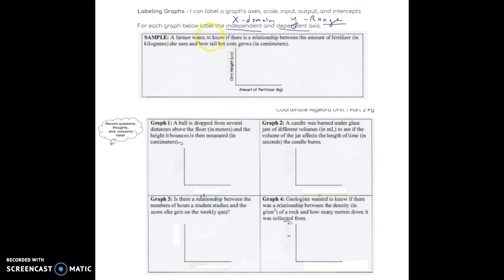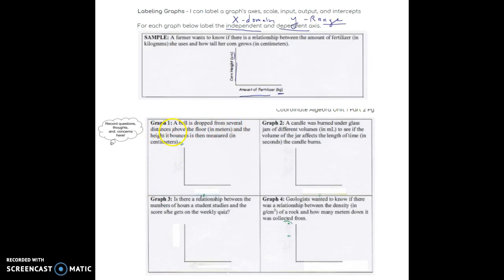All right. Farmer wants to know the relationship to the amount of fertilizer in kilograms she uses, how tall her corn grows in centimeters. We've got amount of fertilizer and then her units. Don't forget your units. And then corn height and then centimeter units. Okay. So let's look at this first one real quick.